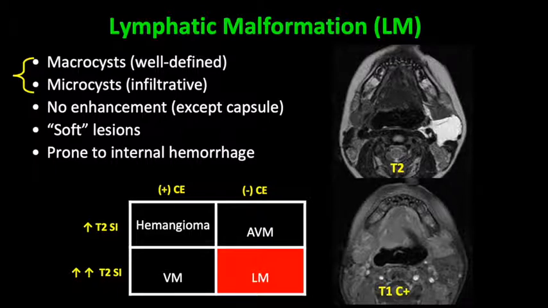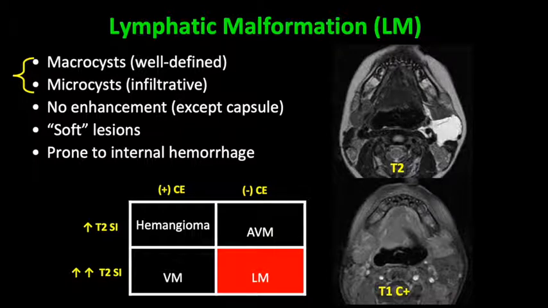This occurs in two varieties. The much more common is the macrocystic LM, and these image like cysts. They are well-defined cystic appearing lesions like the images on your right. You can see a very bright T2 cystic appearing lesion. It's in a good spot for a second branchial cleft cyst, but notice how it's really soft and being deformed by the sternocleidomastoid muscle. It's wrapping around the carotid sheath structures, much softer in appearance than a second branchial cleft cyst.